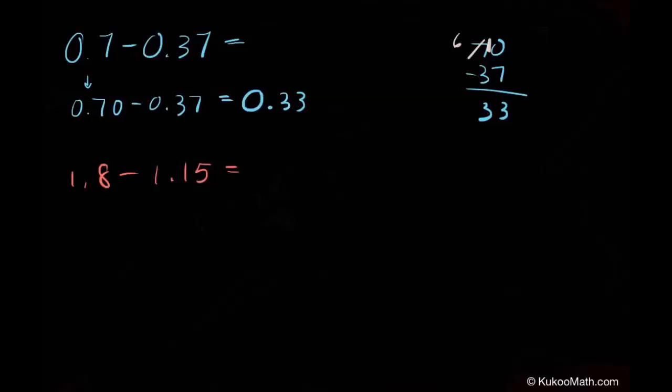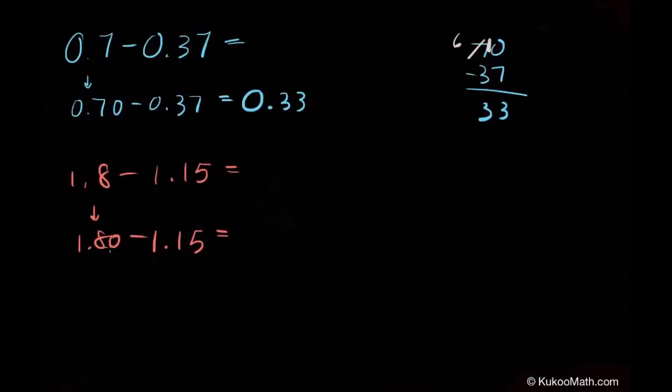Now let's look at the next problem. 1.8 minus 1.15. Again, we're going to turn 1.8 into 1.80 so that we have the same amount of places after the decimal point. So now we have 1.80 minus 1.15.